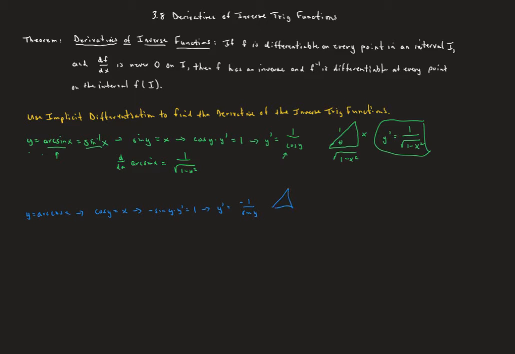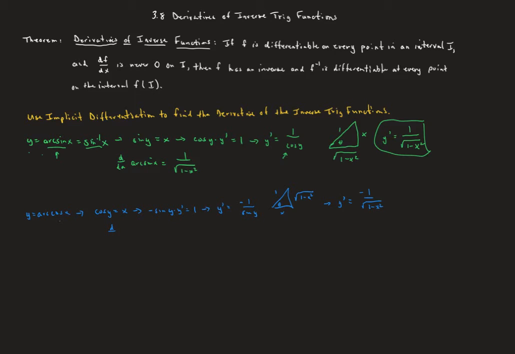We'll again go to our reference triangle. This time we want the angle whose cosine is x. That's going to make the adjacent side x and the hypotenuse 1, and the opposite side the square root of 1 minus x squared. So that means our y prime is going to be negative 1 over, and the sine of y is going to again give us that square root of 1 minus x squared.